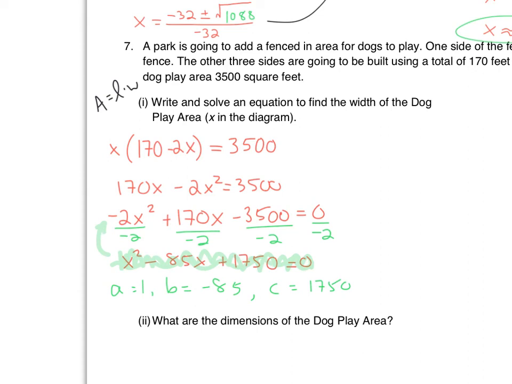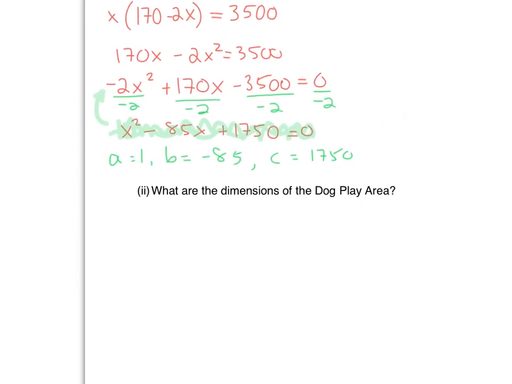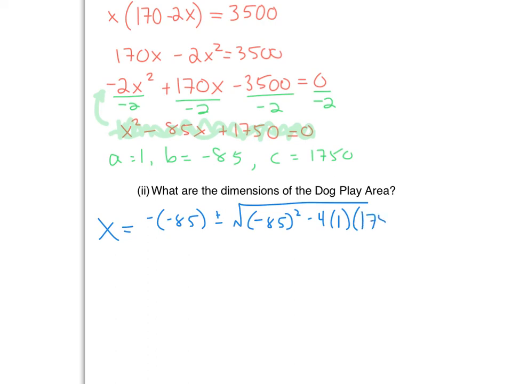But we're going to go ahead and solve for x in the diagram, and we'll do so using that quadratic formula. So I've got a, b, and c already identified. Let's start plugging things in. X equals negative b, which is a negative 85, plus or minus the square root of b squared, that's negative 85 squared, minus 4 times a, which is 1, times c, which is 1,750, divided by 2a, which is 2 times 1. All right, so there's that.